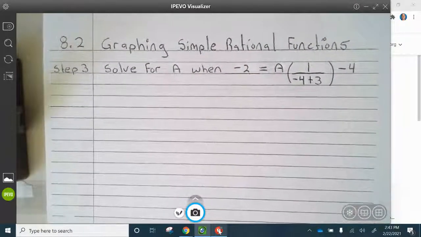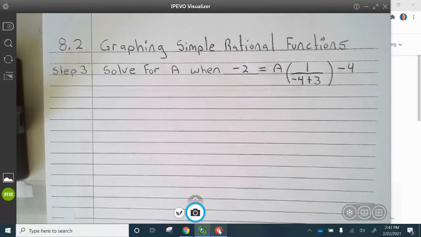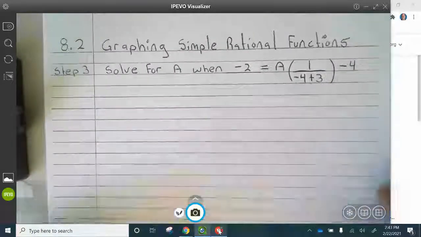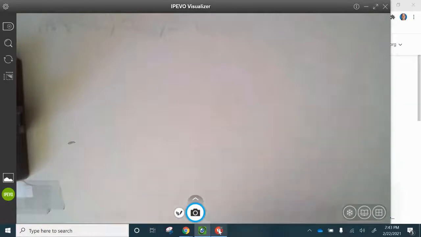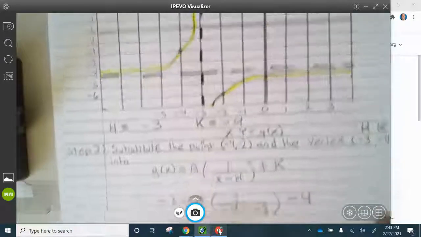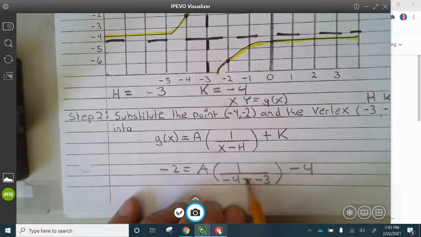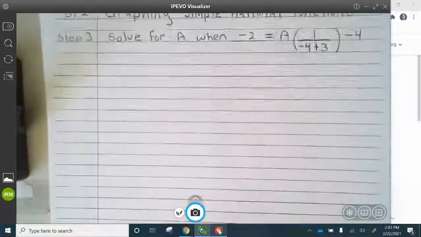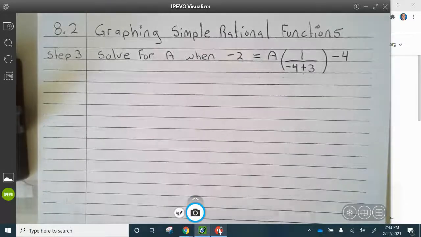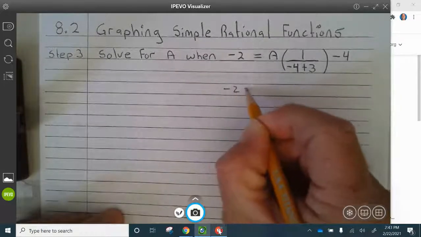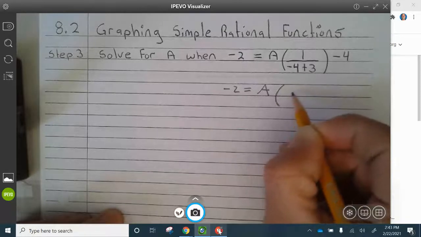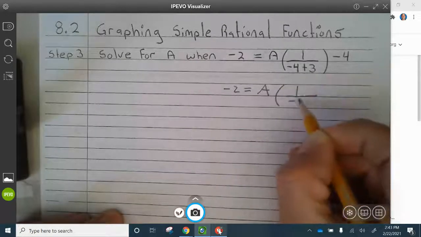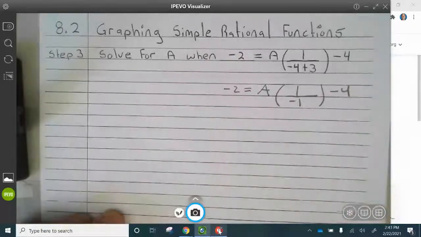All right, now let's solve for a. Okay, so we have -2 equals a parentheses 1 divided by -4 plus 3 is -1 minus 4. Well, that's -2 equals a times 1 divided by -1 is -1 minus 4. Add 4 to both sides. -2 and 4 is 2 equals -1 and a is -1a. Divide both sides by -1. So -2 equals a. Okay, so now we have a equals -2.